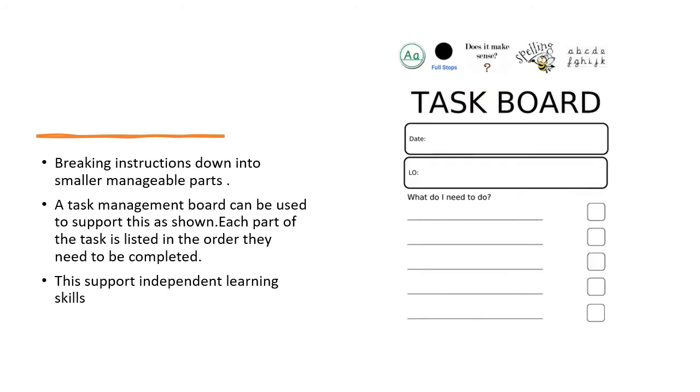It's very important that pupils are not overwhelmed by a given task. It can be beneficial to break a task down into smaller, manageable chunks. This can be presented as a short list, and the pupil can tick off each item as they complete it. This is very useful as it supports independent learning skills and supports understanding.